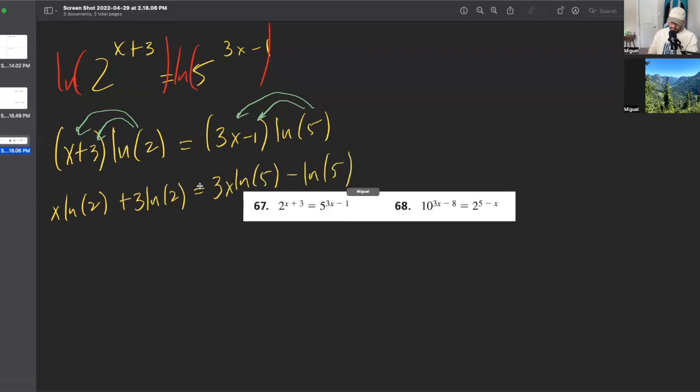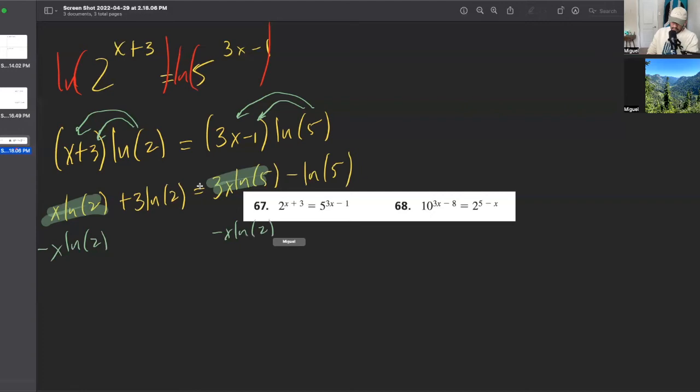Okay. Hopefully you can see that I have some x values and then I have some constants in the 3 ln of 2 and the minus ln of 5. So that is exactly what I want to combine. So what I'm going to go ahead and do is start off by subtracting the x natural log of 2 to the other side.